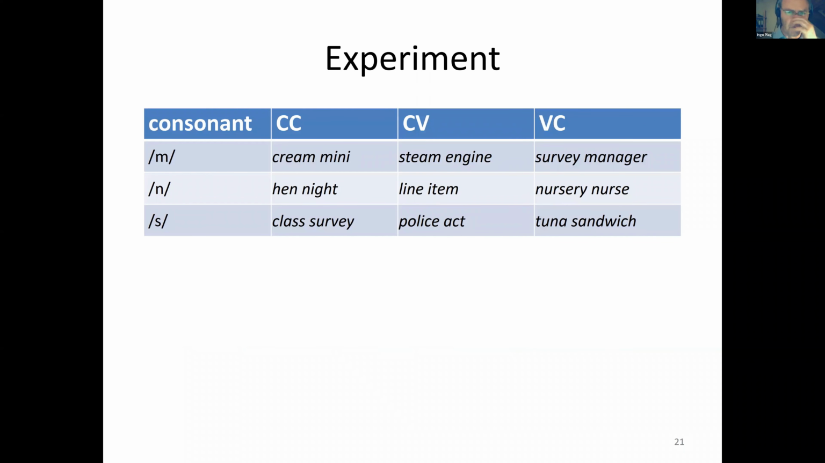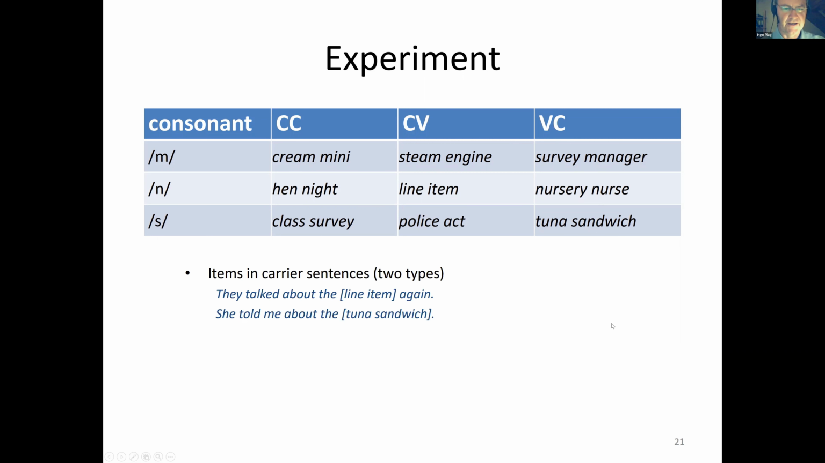So what did we do? We had an experiment with 3 consonants at the boundary, either with the same consonant or with the consonant followed by a vowel, as in steam engine, or the consonant following a vowel, as in survey manager, nursery nurse, or tuna sandwich. We did this with carrier sentences. They talked about the line item again.